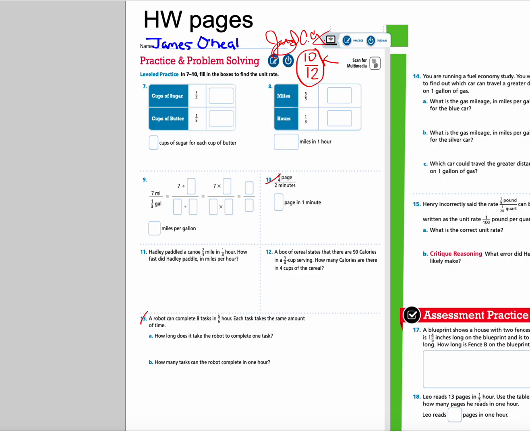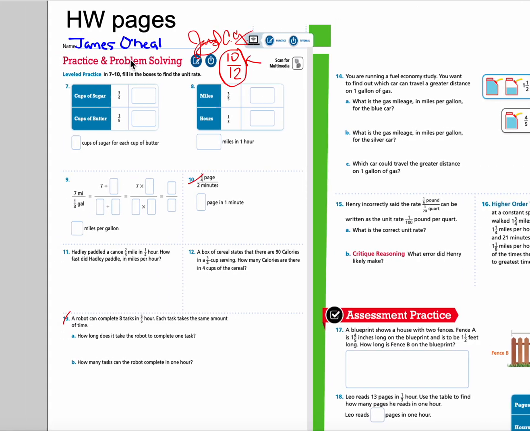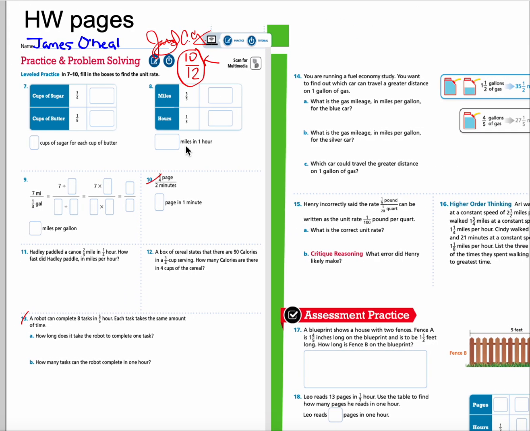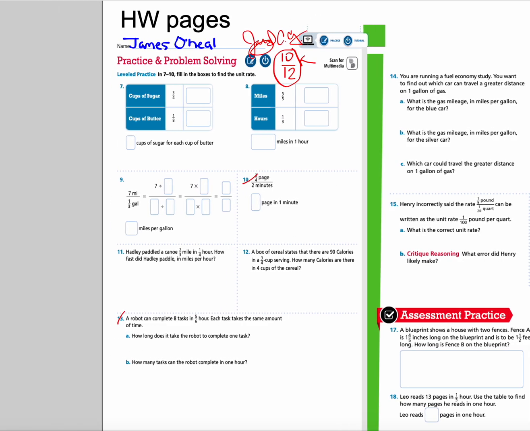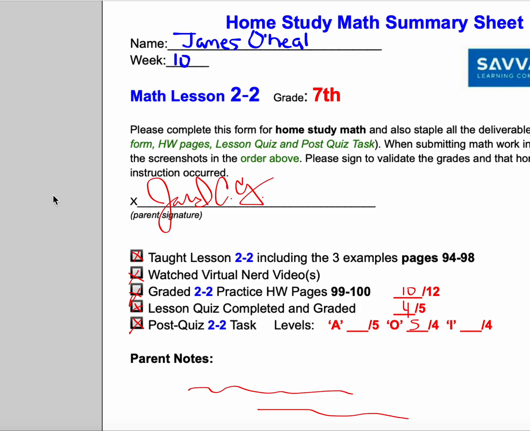So these are your homework pages. They're always called the practice and problem solving. Here you can tell it's two sides. If you were going to staple, this is where you gently tear these pages out and put them into the packet right behind this summary page.